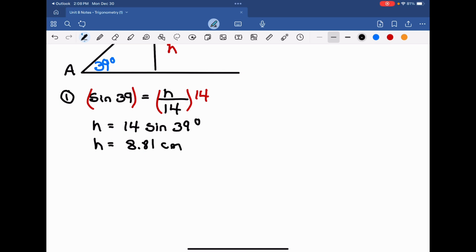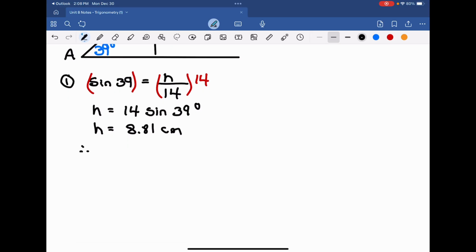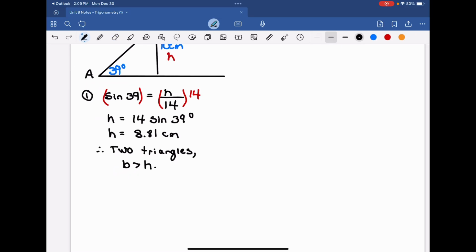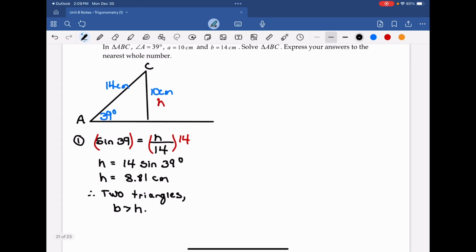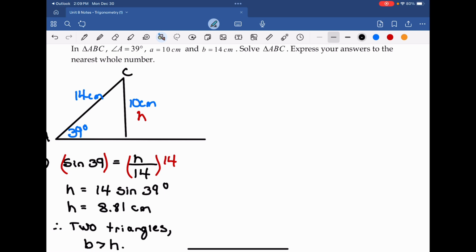And if this is 8.81 centimeters, that means that there are two triangles because B is greater than the height. And so we're going to get this arm that can rotate backwards and forwards here. Let's summarize that here: two triangles, because B is greater than the height. Okay, awesome. So we've done our test. We figured out that our side length is greater. So here are the two triangles that could be generated out of this situation.